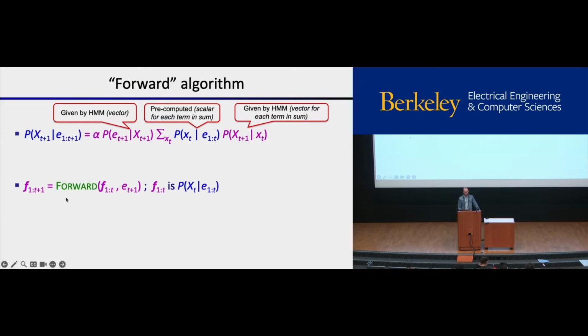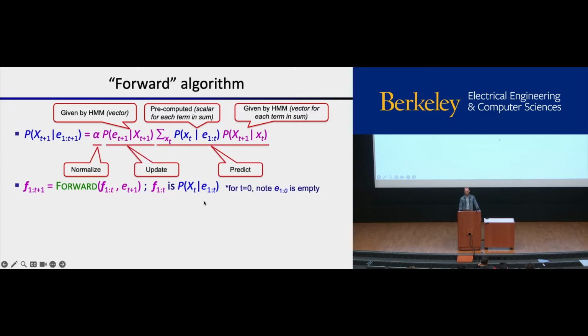So the forward algorithm looks like this. We take in our distribution over the hidden state at time t. We add in the evidence from time t plus 1, and now we get a quick way of coming up with our belief distribution over the hidden state at time t plus 1. So we can split these up into a prediction component, an update component, and a normalizing component.